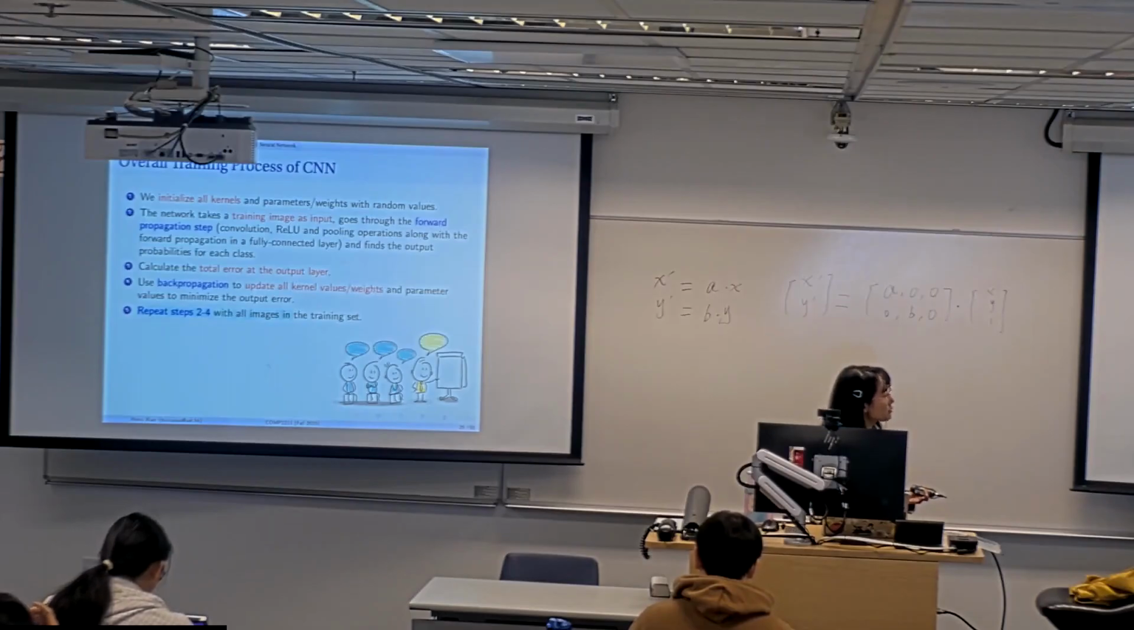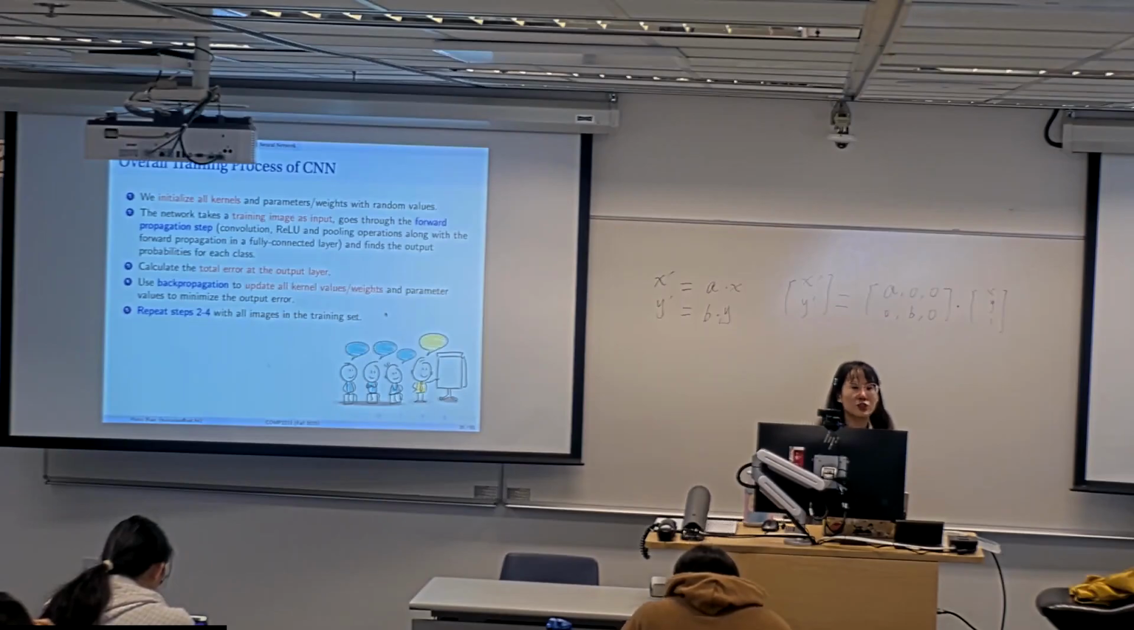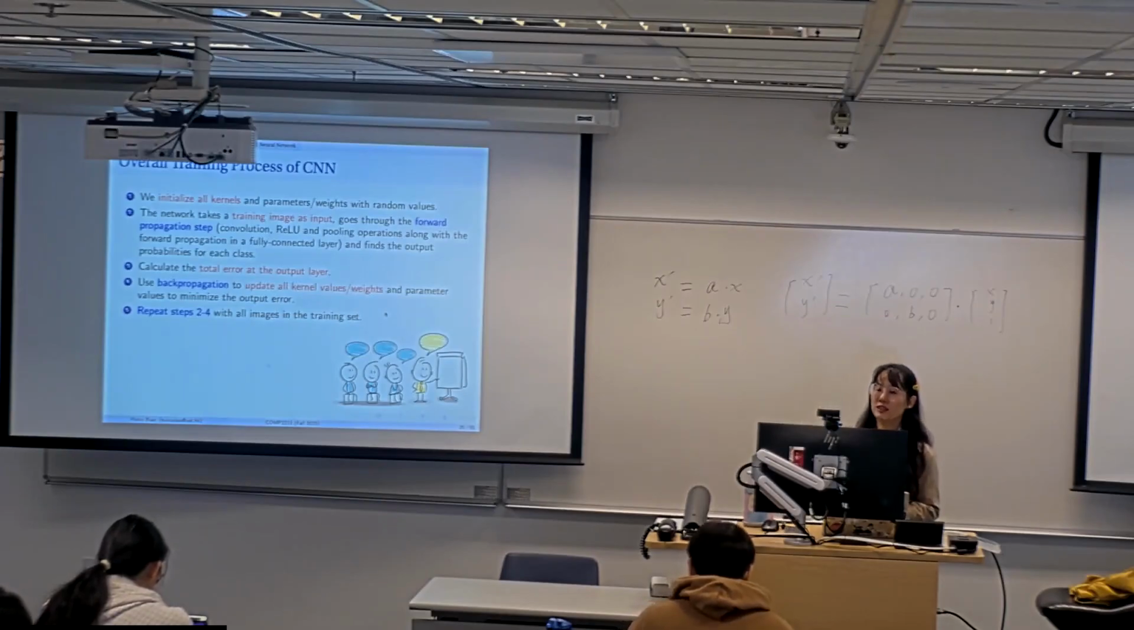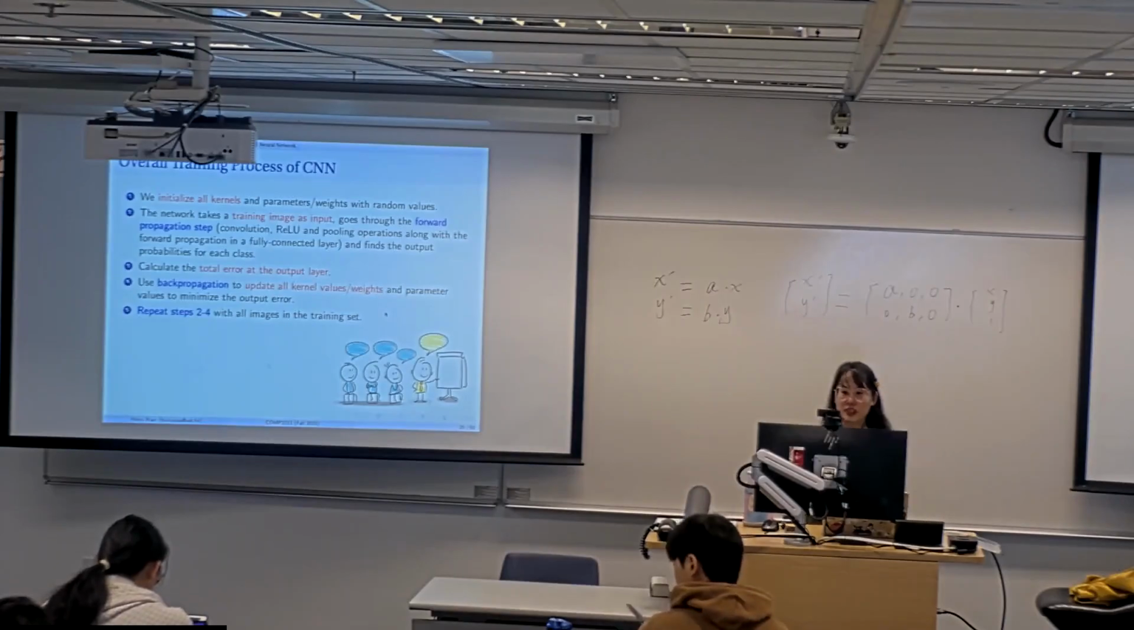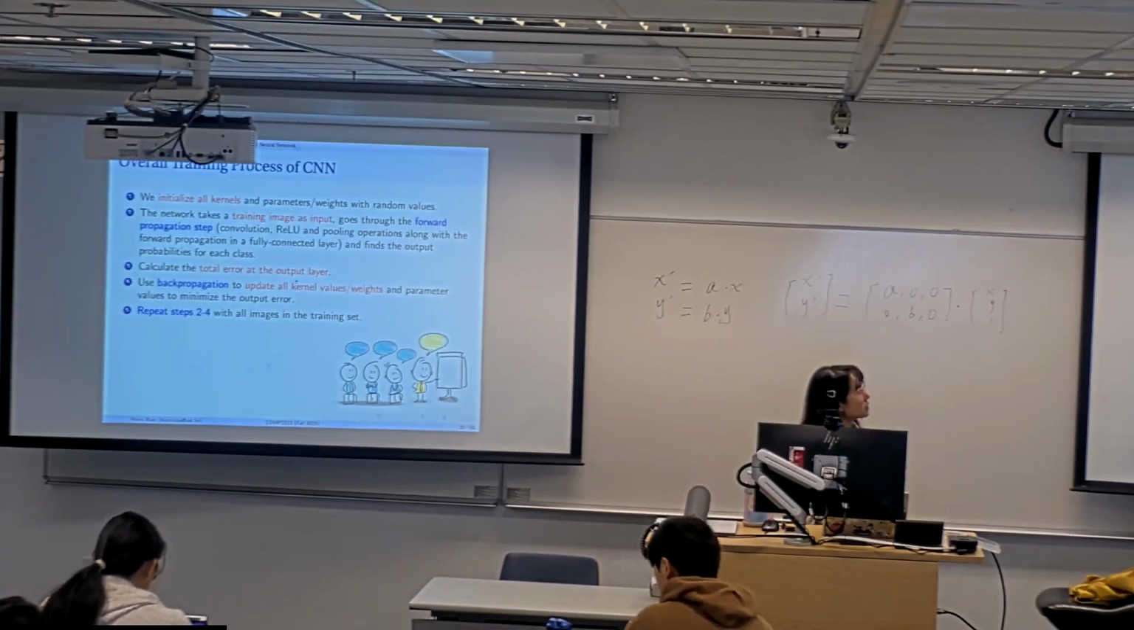We need to repeat the steps with all images in the training set. After we pass the whole training data set, we finish one epoch. And possibly we will do lots of epochs until we get convergence or until we get some expected results, the accuracy or a small error. So this would be the overall training process of CNN.